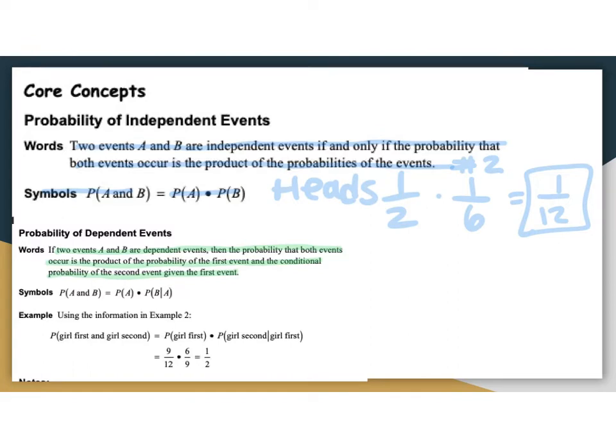events. So if you select a girl first, your chances are 9 out of 12. And if you already select a girl, then you have fewer girls to choose from. So the second time it's different, which is 6 out of 9. And once you multiply that, that's equal to a half. So your chance is 1 out of 2.